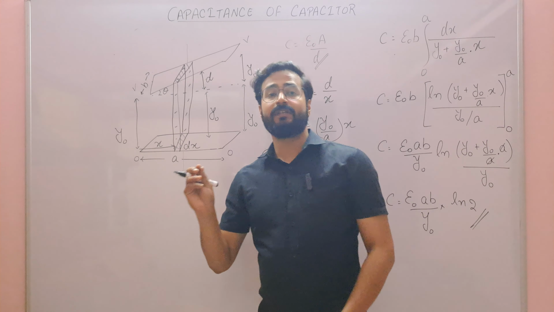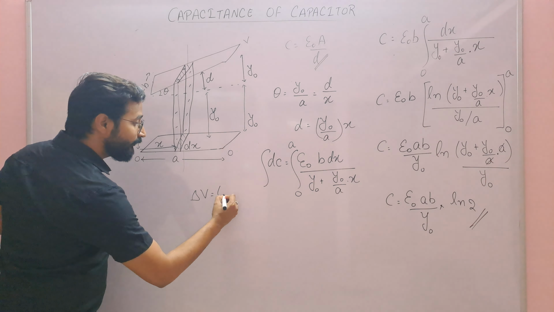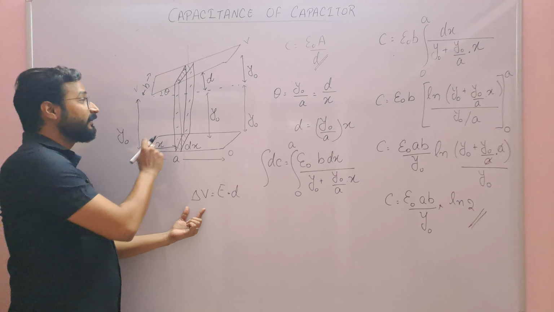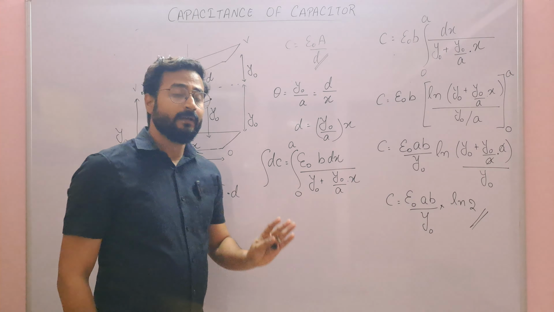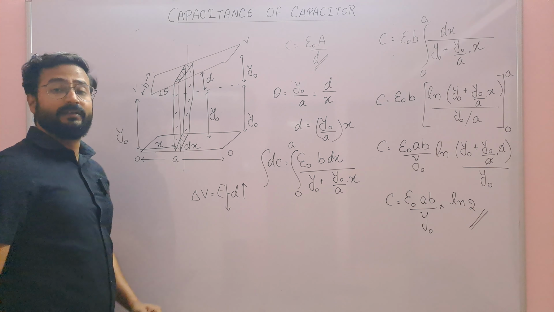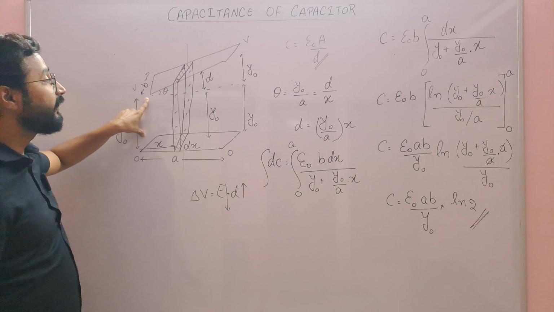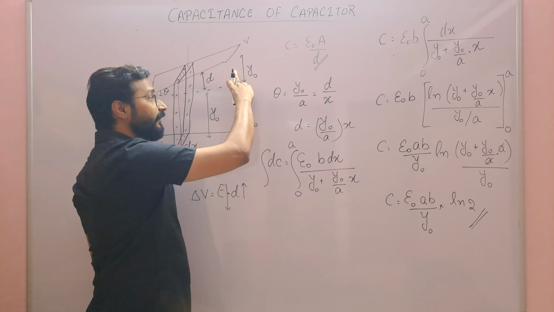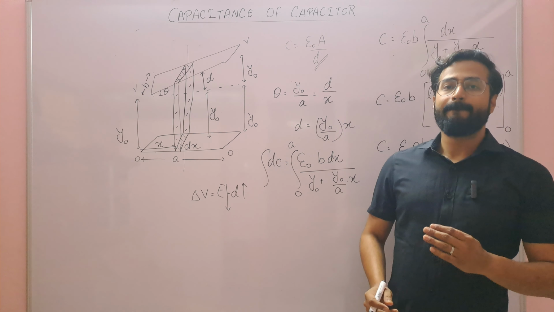What is changing? The distance d is changing. We know delta V is equal to E dot d. Delta V, the potential difference between the plates, has to be constant at steady state when connected with a battery. So if d is increasing, then the electric field should be decreasing. Here the distance is minimum, therefore the required electric field is maximum. Whereas at this end, the distance is maximum, that's why the electric field should be minimum.